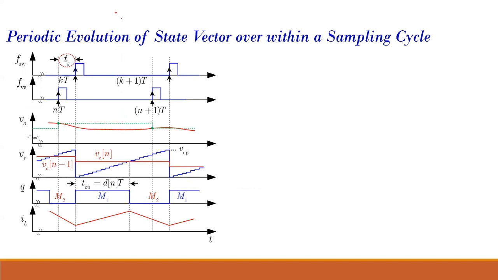We will consider trailing edge pulse width modulation. This is my switching period. When my switch turns on, it is mode 1 operation, M1. When it is off, it is mode 2 of operation, M2. When it is M1, the matrices are A1, B1. When it is M2, the matrices for the circuit are A2, B2.